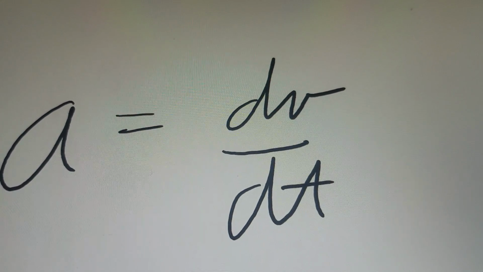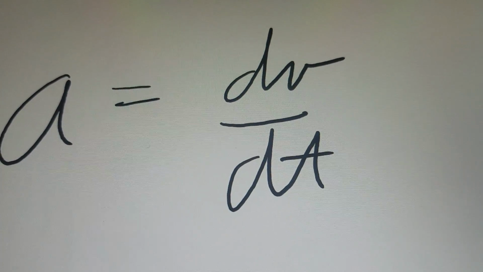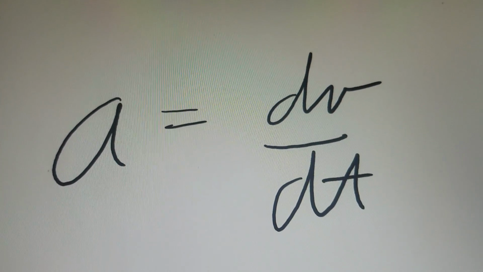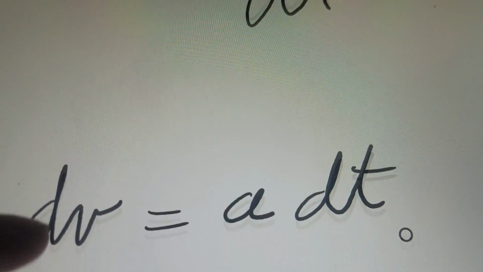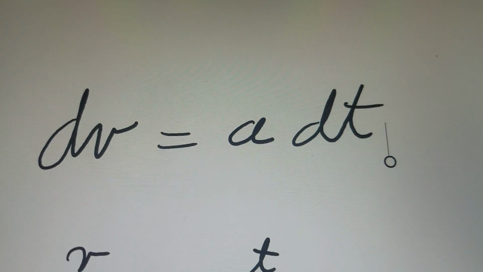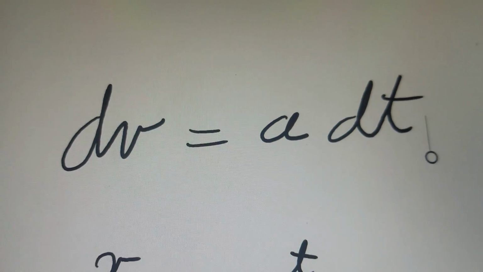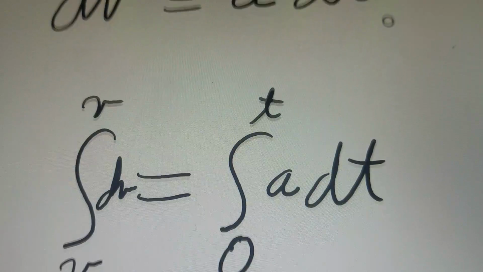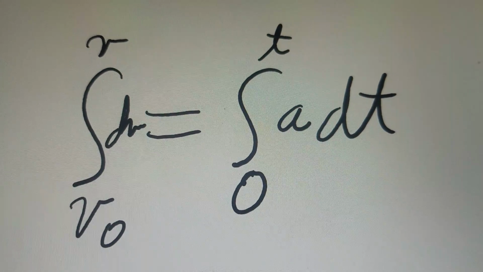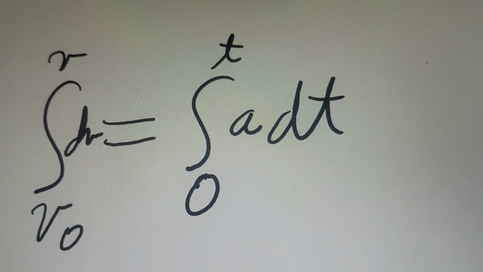Now, since we want to have velocity by itself on one side of the equation, we can bring dt next to a, so that way we have dv by itself, as seen in the next step right here. And in order to get rid of the dv, we can integrate on both sides of the equation, where on the left hand side we'll have integration from the initial velocity to the final velocity, and on the right side we'll have the integral from 0 to t.